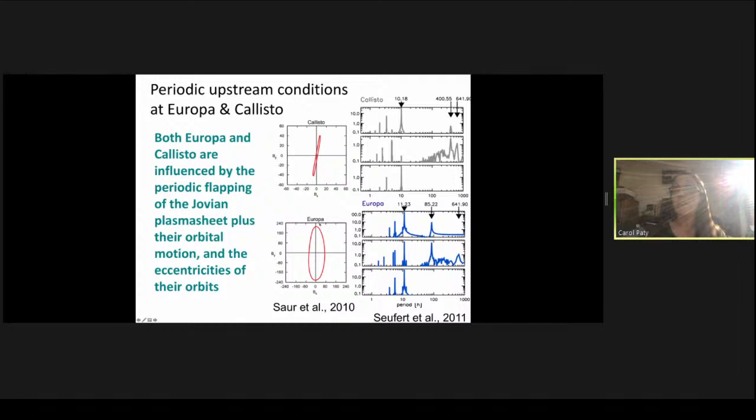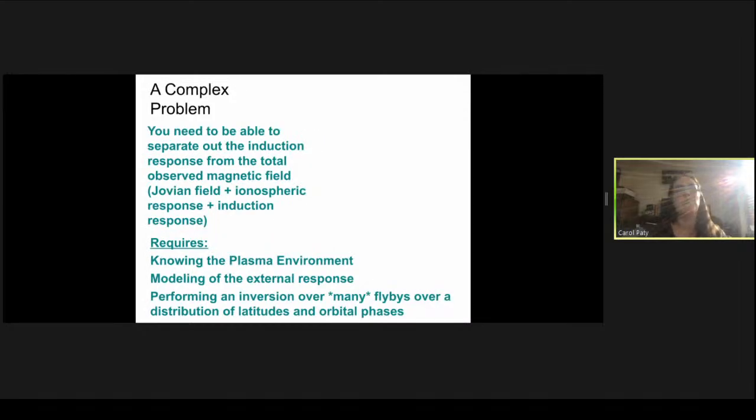If we can really understand that inductive response and piece out that induced magnetic moment, we can say a lot about the presence of a subsurface ocean, and whether the ocean is right below the ice or really deeply buried below the ice, and how thick the ocean is as well. So it's a complicated problem. You need to be able to separate out the induction response from the total observed magnetic field.